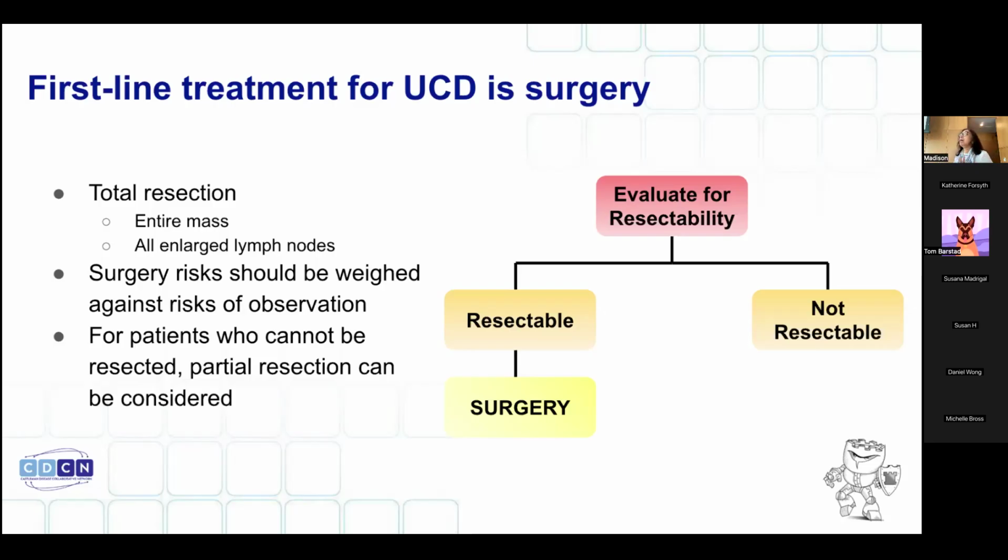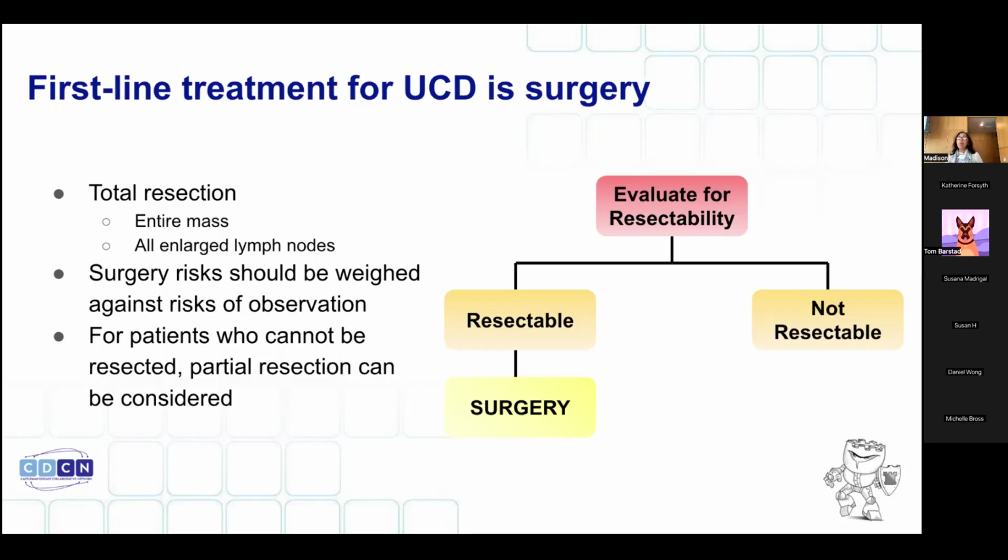The problem comes when the disease is not resectable. And that is all about real estate, okay? If you have an area that's in your chest and there are structures in the way of the surgeon being able to get a complete resection, part of that mass may remain. Or if you have a mass in the abdomen that is really deep, it may be difficult for the surgeon to reach it without adversely affecting other organs. And so they're going to say, look, we can't get it out. We're going to have to monitor this.